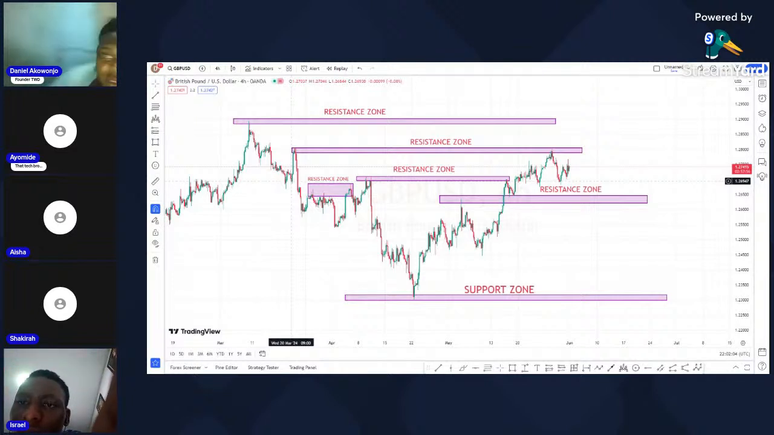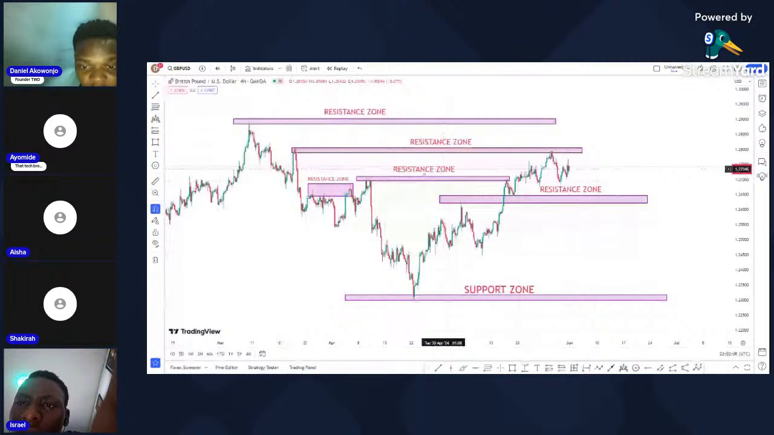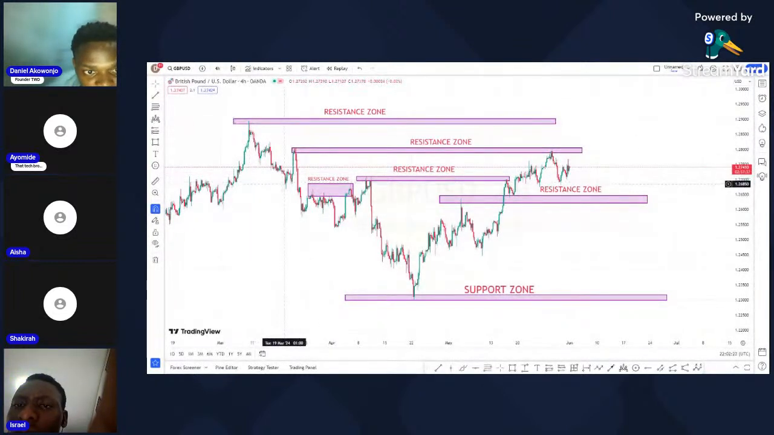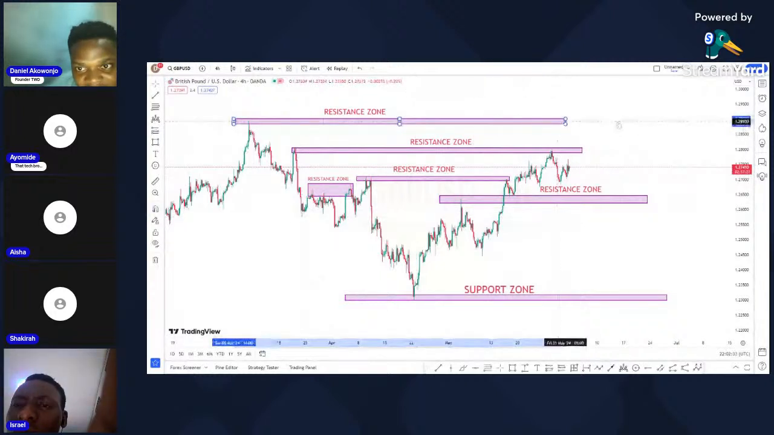Resistance zones? I hope you are seeing that. So now these resistance zones have converted price from buying to selling. Anytime price gets to these zones, what happens? Price sells. You understand? Now see how these zones can easily make trading easy for you.